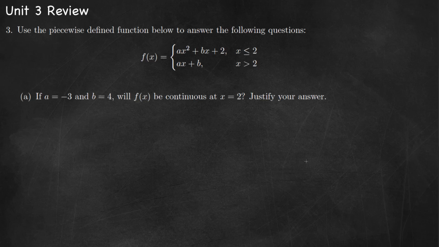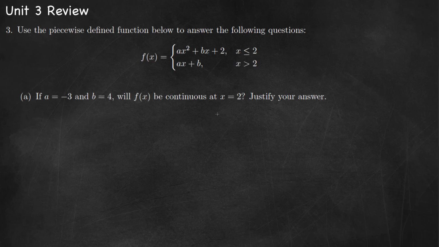Number 3, use the piecewise defined function below to answer the following questions. F of x is defined as ax squared plus bx plus 2 for x values less than or equal to 2, and ax plus b for x values greater than 2. If a is negative 3 and b is 4, will f of x be continuous at x equals 2? Justify your answer. Well, let's think about the definition of continuity.